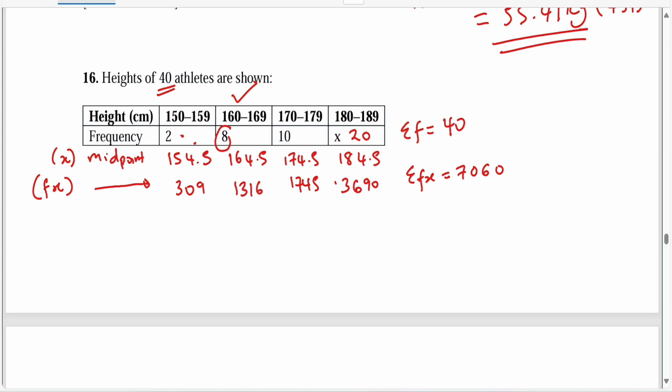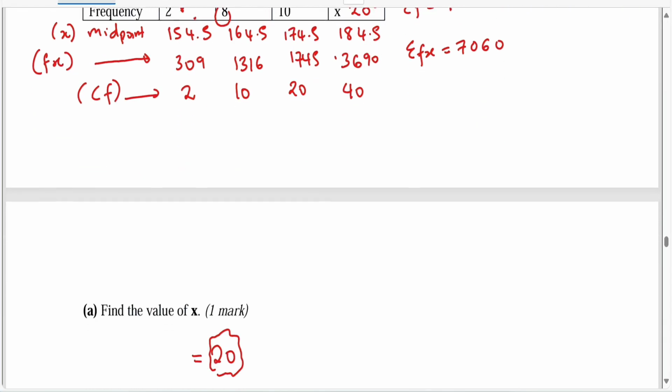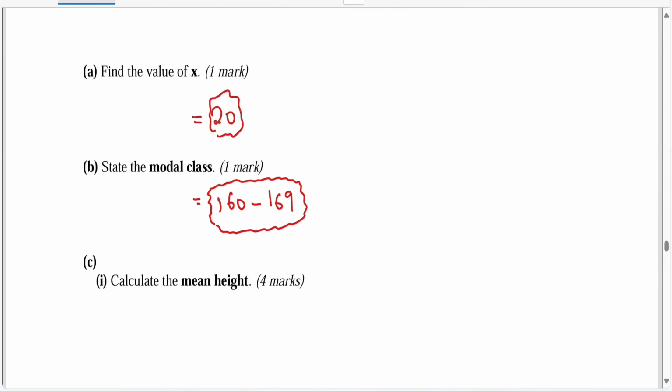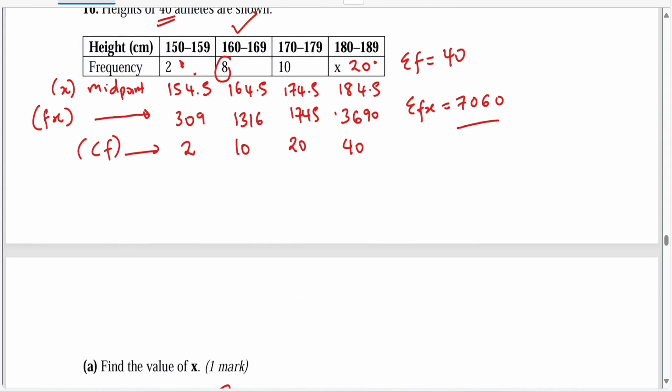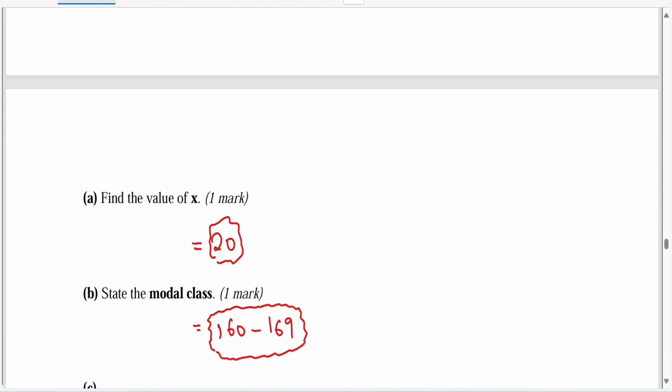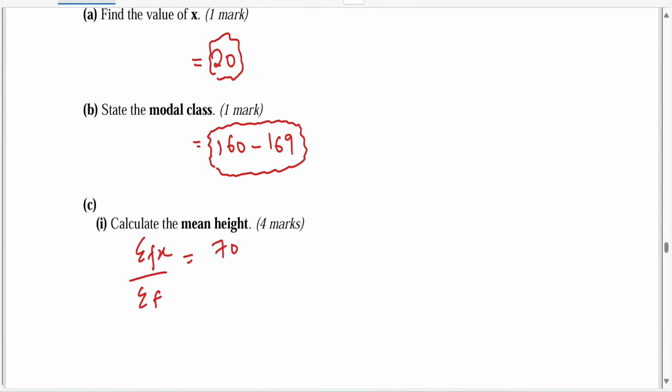See, we're good. We already have f and x. Obviously the question will ask you about the mean. Let's search for cf now. The cf starts with that 2, so you write 2. 2 plus 8 is 10, 10 plus 10 is 20, 20 plus 20 is 40. So now, calculate the mean height. Same thing: sum of fx divided by sum of f. Going up here, sum of fx is 7060 and sum of f is 40. 7060 divided by 40. What is your answer?